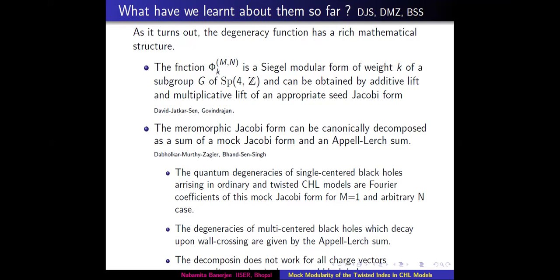Sorry, I don't know what I have written. The decomposition actually does not work for all charge vectors. This point was not clear, and was actually misleading in the DMZ paper. But in the later paper by Ajit, Ashok and Ranveer, they showed that this particular decomposition is not true for all charge vectors. There is a constraint on the charge vectors. Only for them will the corresponding degeneracy have such a property.